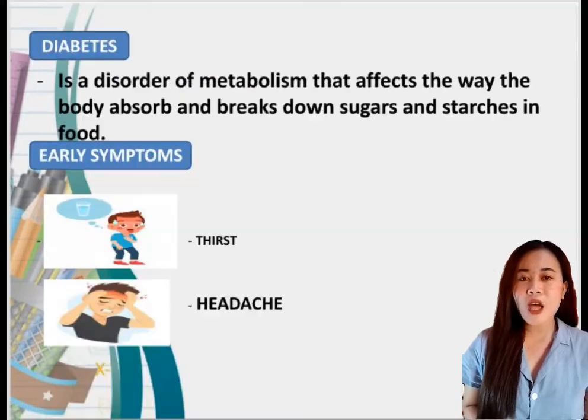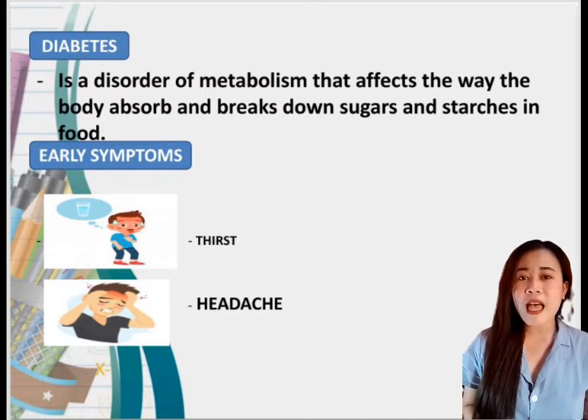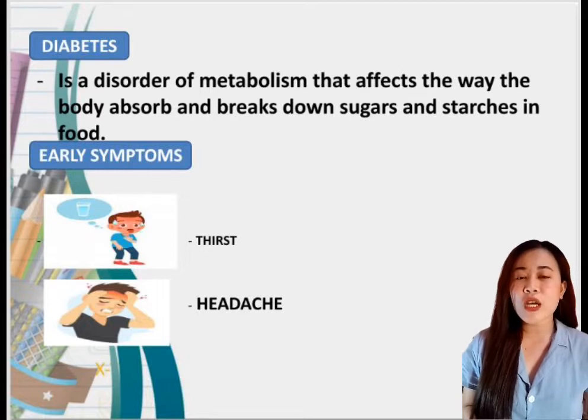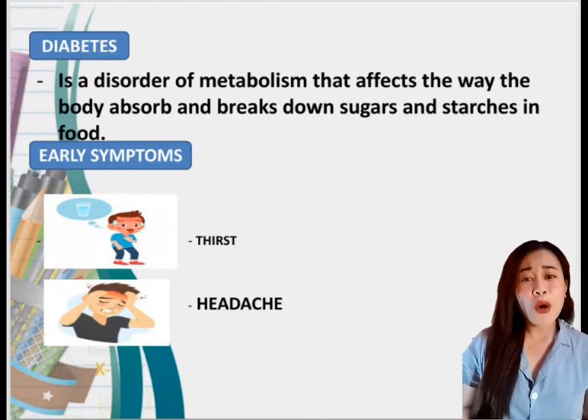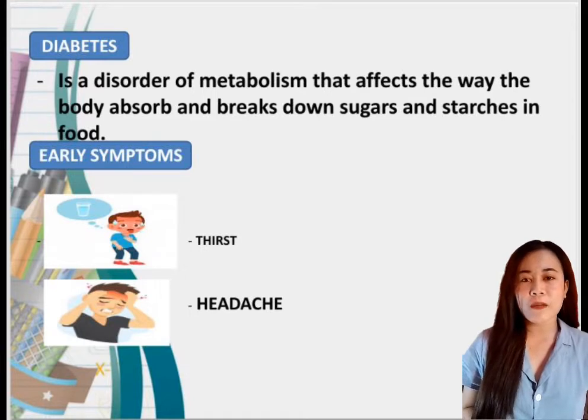Second, diabetes. So what is diabetes? Diabetes is a disorder of metabolism that affects the way the body absorbs and breaks down sugar and starches in food. Meaning, diabetes is a chronic condition that affects how your body turns food into energy. Most of the food you eat is broken down into sugar, also called glucose, and released into your bloodstream.